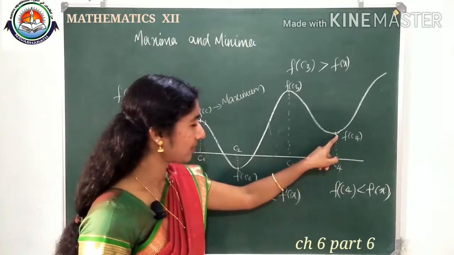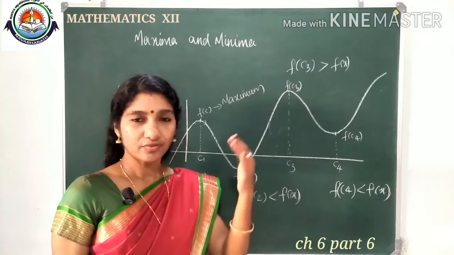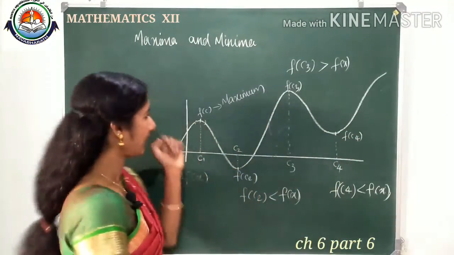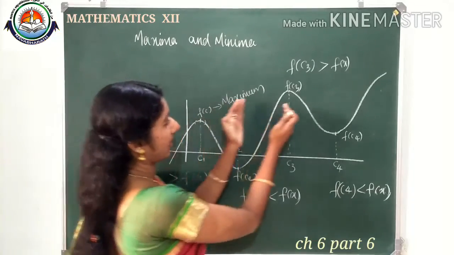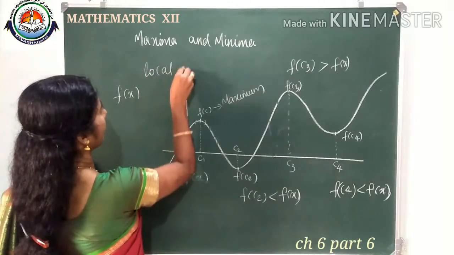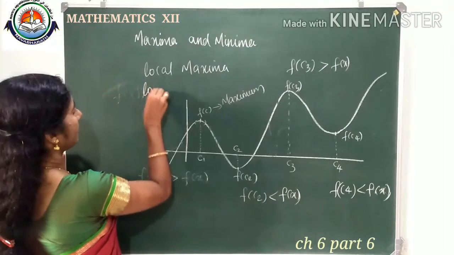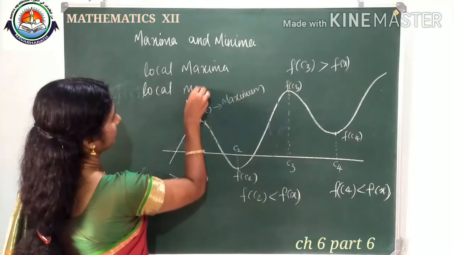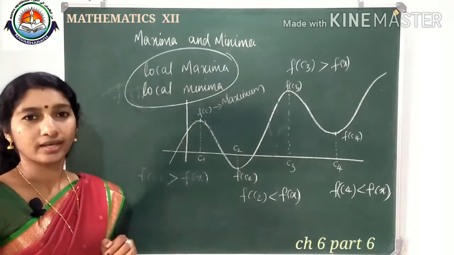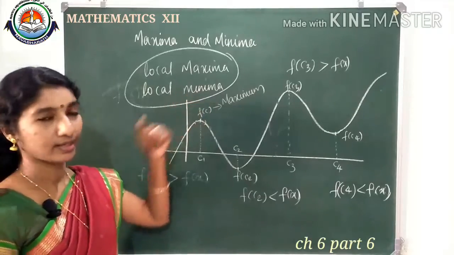So this is local, because we are getting many minimum values, isn't it? So we are calling this a local minima, this a local minima. And here this is local maxima and this is local maxima. We will call these local maxima of this function and local minima of this function. Okay, so I think you understood what local maxima and local minima are.